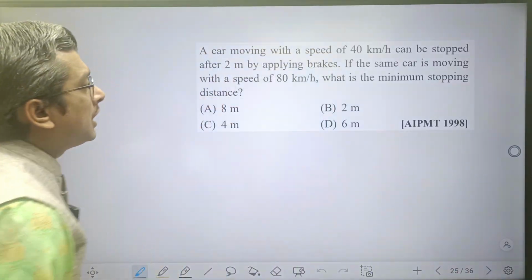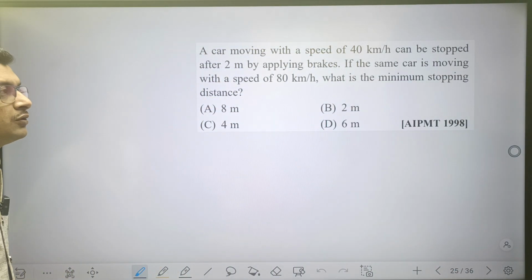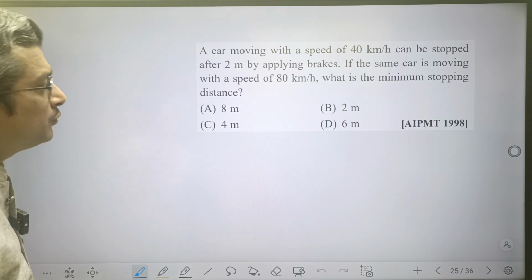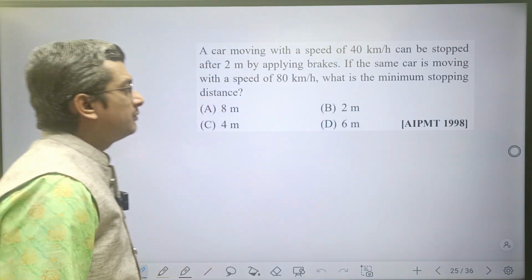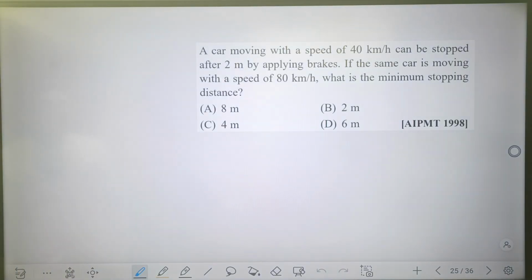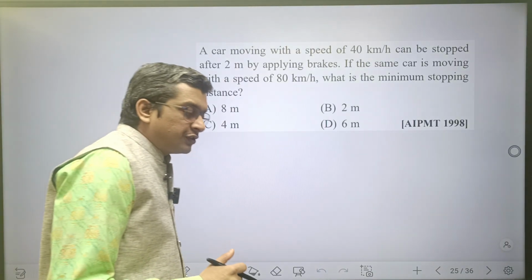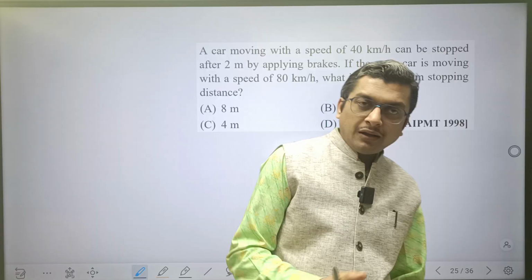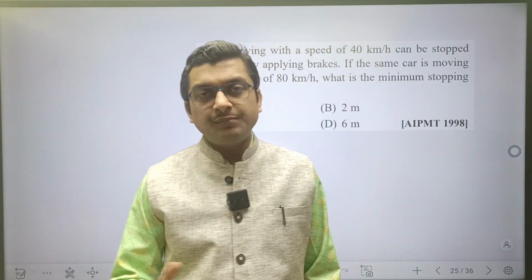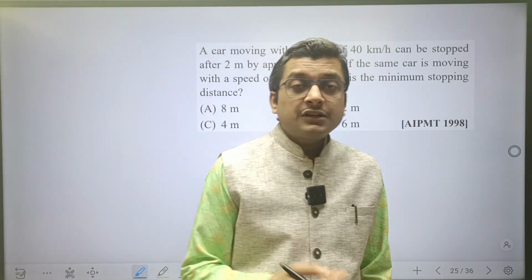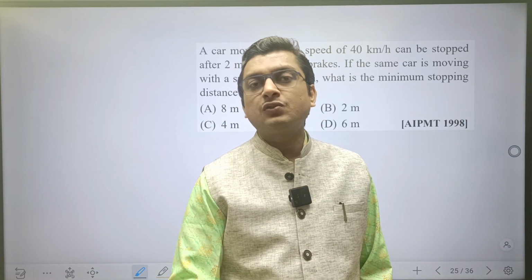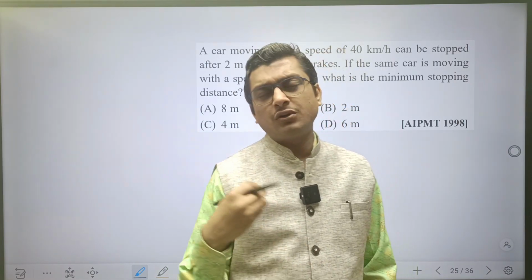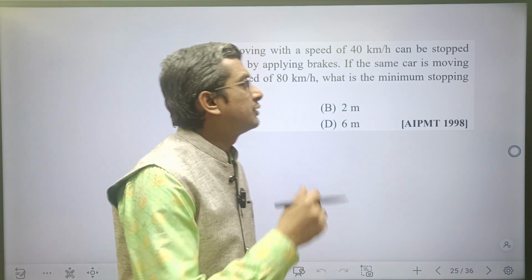Next question. A car moving with a speed of 40 km per hour can be stopped after 2 meters by applying brakes. If the same car is moving with a speed of 80 km per hour, what is the minimum stopping distance? Since the car is the same, practically the amount of brake will be different, but in such questions we take the brake force as constant in the two cases. So the acceleration, or deceleration, is the same in the two cases.